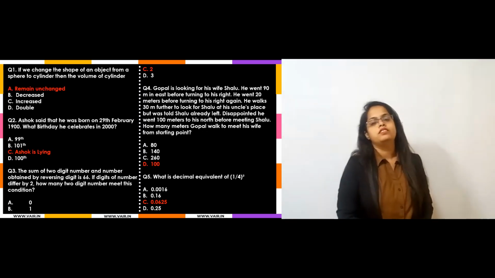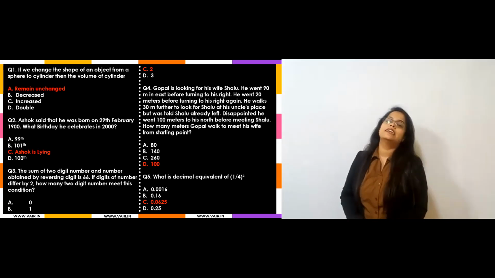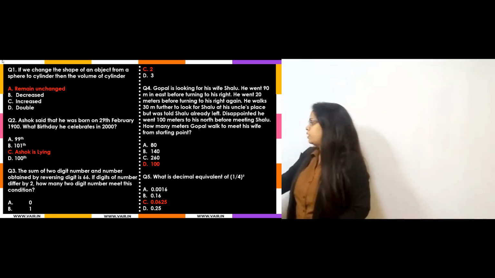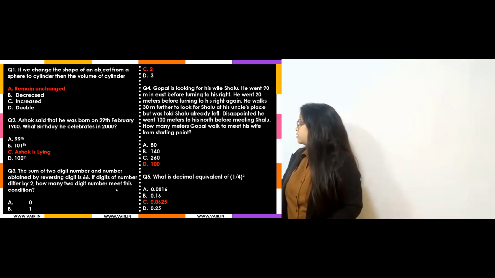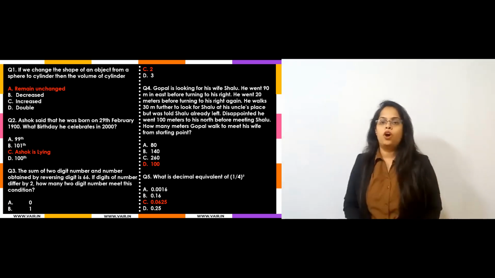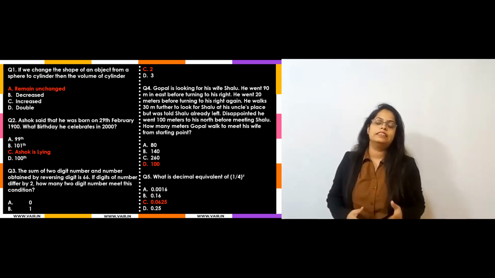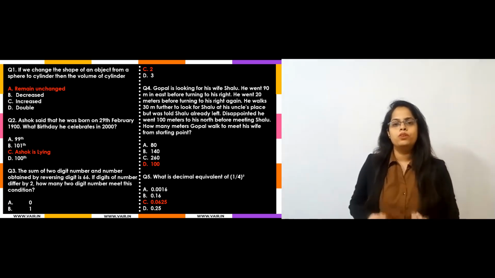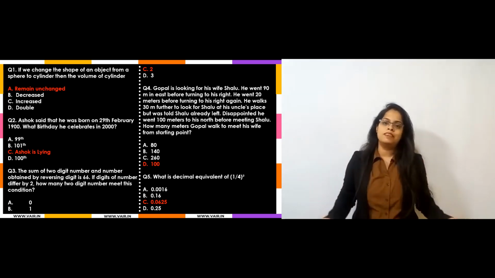So here is the first question. You can see the number of questions I have taken in this one. And the first question says that if we change the shape of an object from a sphere to a cylinder, then find the volume of the cylinder. Now, this is the most common question, and a conceptual, oral based question.